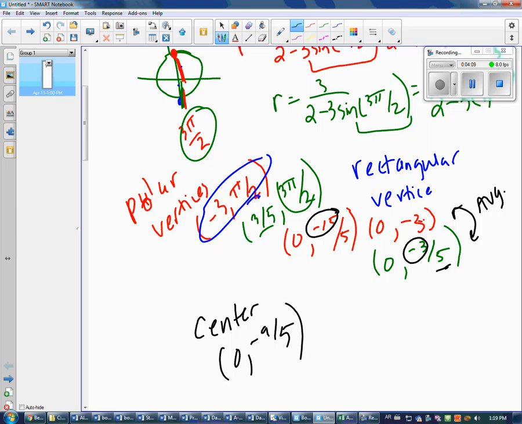Then my A value is the distance from the center to either vertex. So how far is negative 9 from negative 15 or negative 9 from negative 3? It is 6 away. But I'm counting in fifths, so it's 6/5 away.